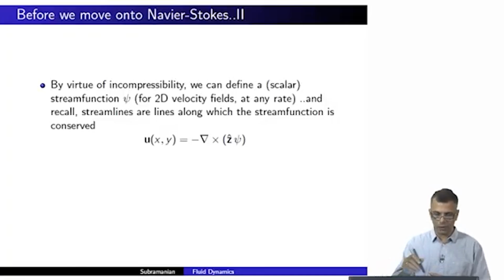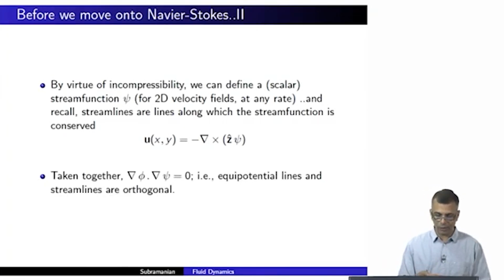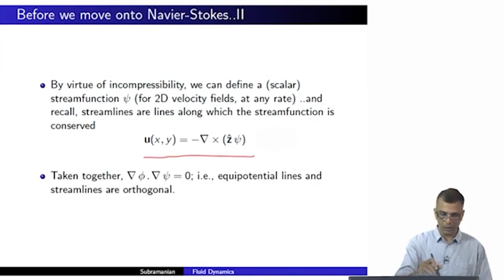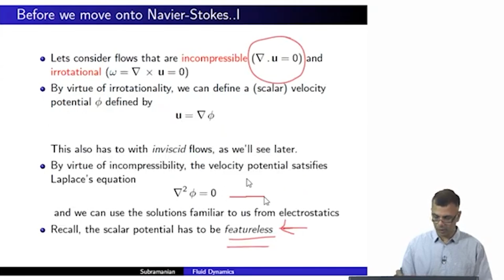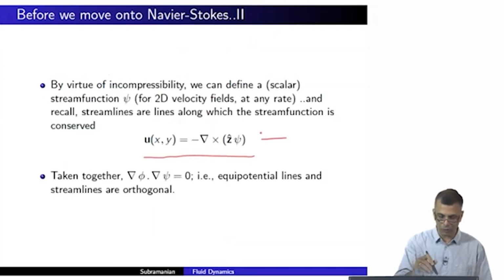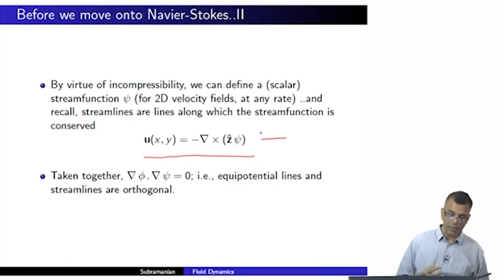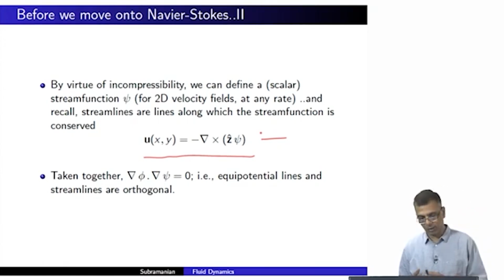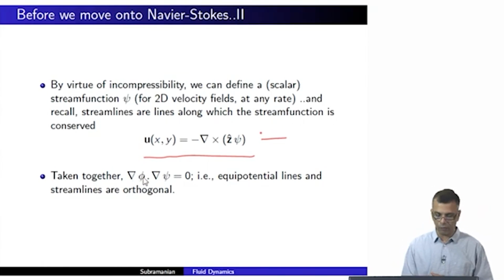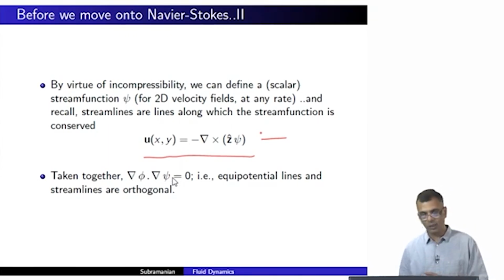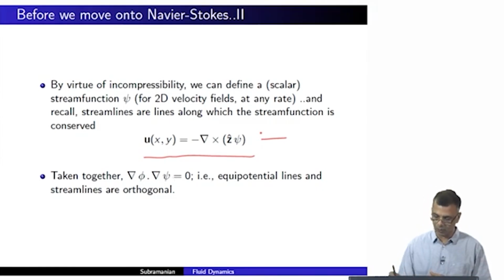So that's a stream function, and taken together, this equation and this equation give you this condition, and I urge you to work this out, and we will show why this is so a little later on. Taken together, this implies that equipotential lines and streamlines are orthogonal. So the gradient of the equipotential surface and the gradient of the stream function surface, you dot this together, and the dot product is equal to 0. That's just what this is saying.